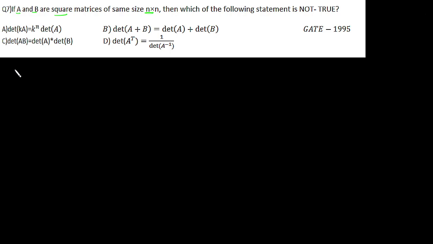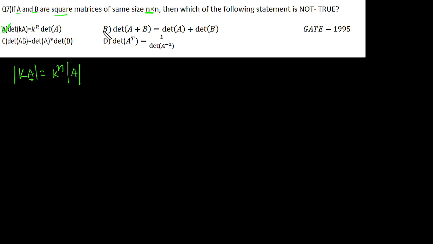Yes, it is true, because the determinant has a property. If we have to find the determinant of k times A, and suppose this matrix A has a dimension of n cross n, it is of course a square matrix, then we can find the determinant. So it has size n cross n. So we have to raise the power of this scalar k to n, and simply multiply it with the determinant of the initial matrix. So yes, option A is the correct one.